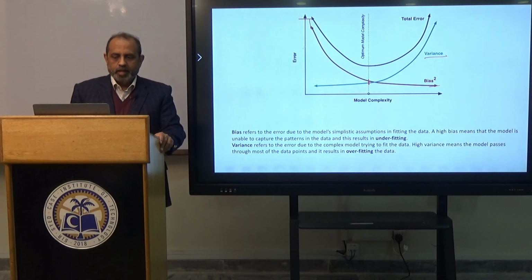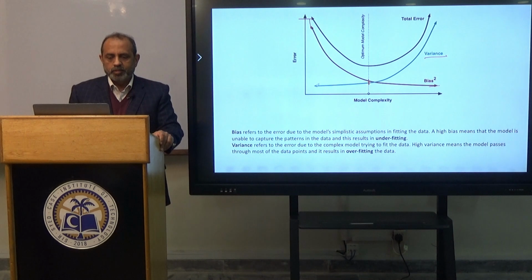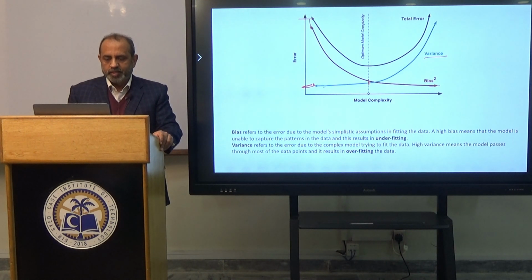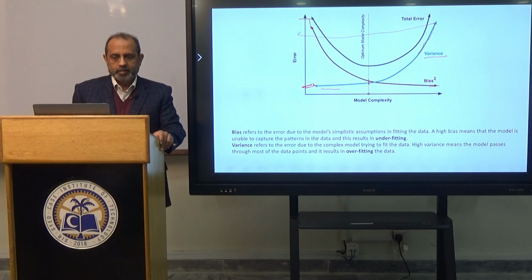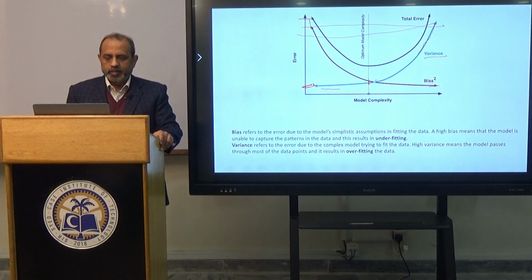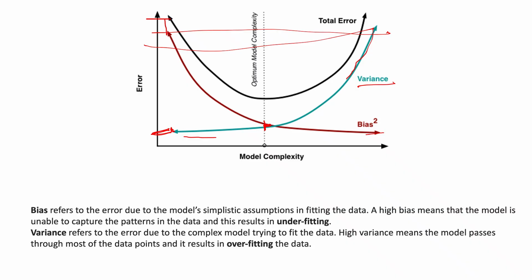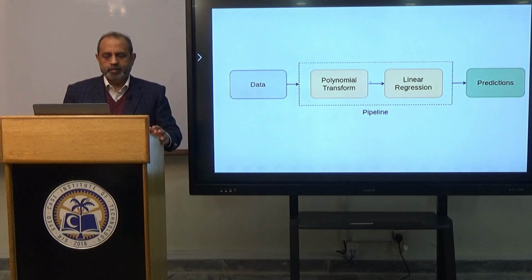Okay? And if you are trying to make a very complex model, the error will be this. So variance is the complexity of the model. You are making the model more and more complex, which is overfitting, and again you have a lot of error. Okay, so you have to find a sweet spot where you have the complexity which really deserves that type of error.